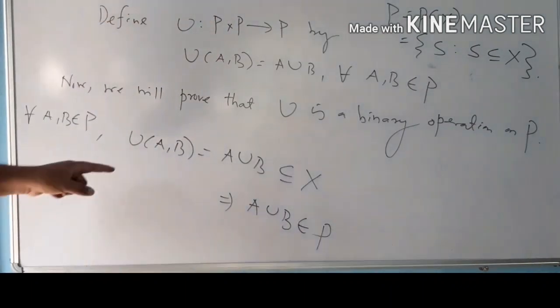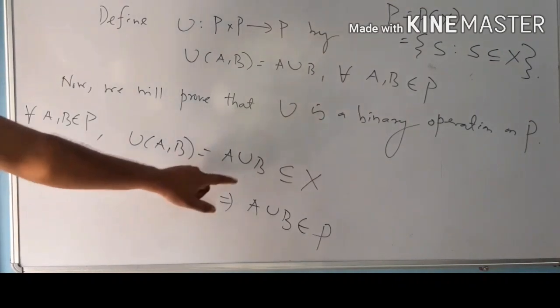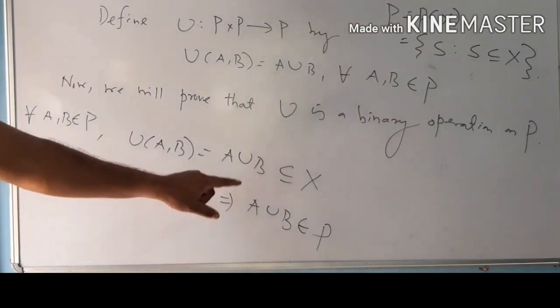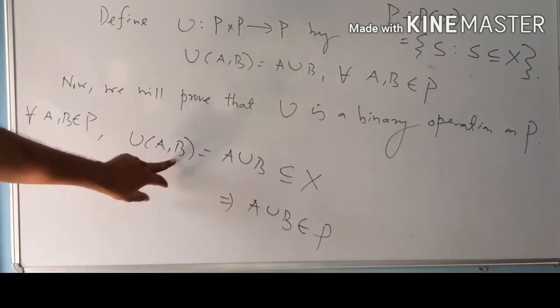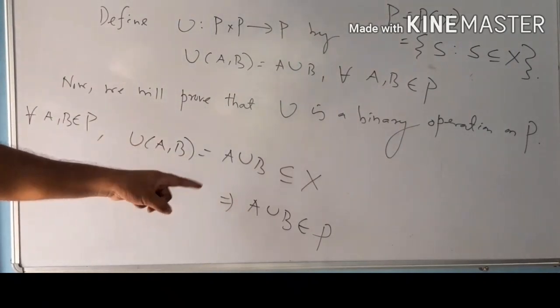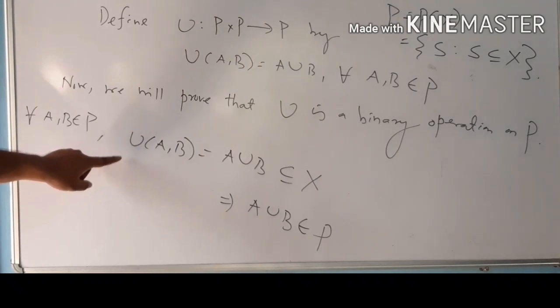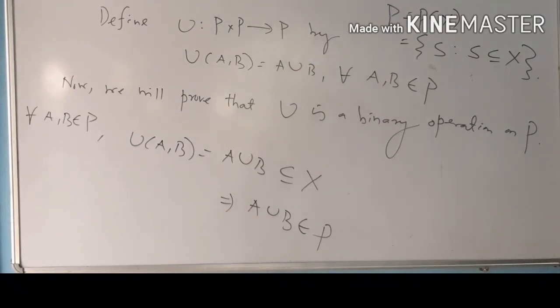So for each pair I will find A union B, and that will be again an element of P, and each pair A comma B has a unique image in P. So therefore this union is a binary operation on P.